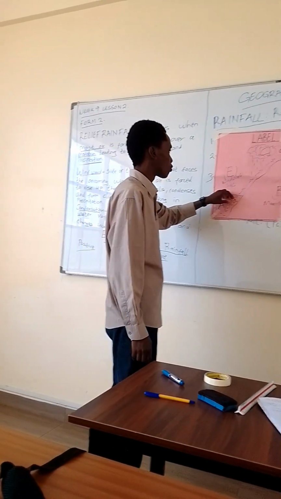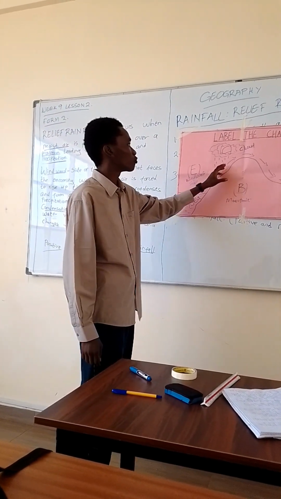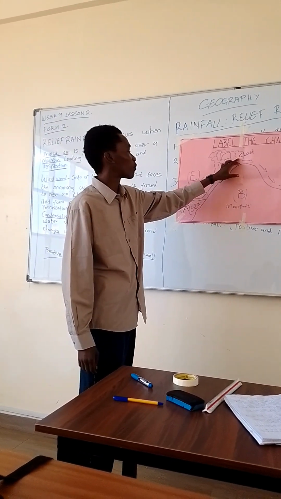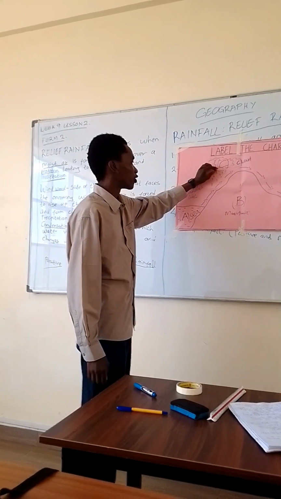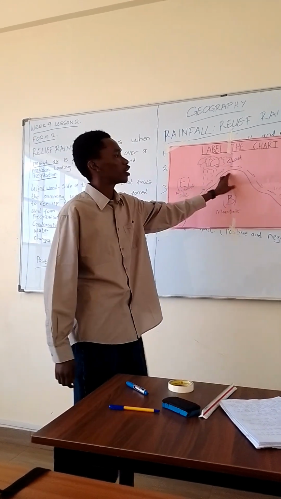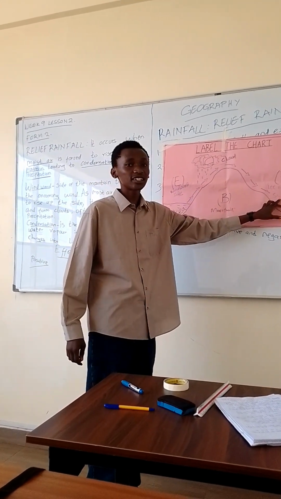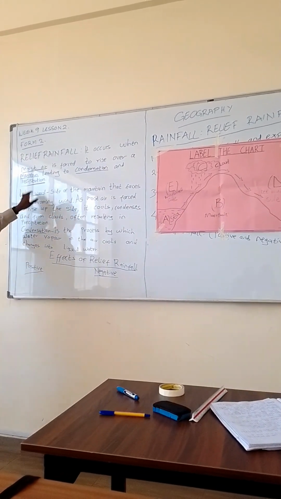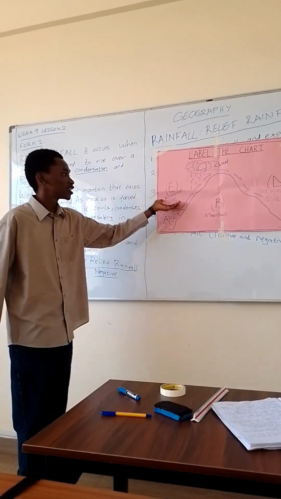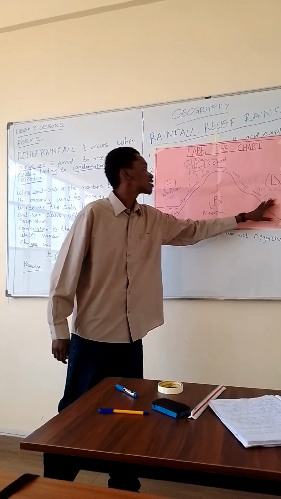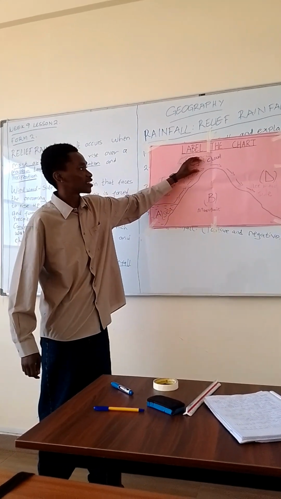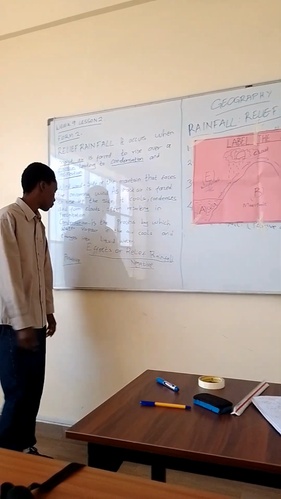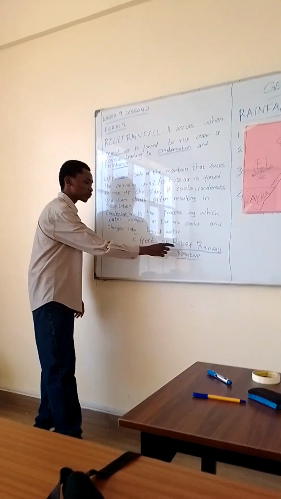So there's warm moisture that rises, reaches up to the top of the mountain, forms clouds, condenses into rainfall. Then dry air is passed to the leeward side, which causes a dry effect on the other side. So here we have our windward side, and then here we have our leeward side. Condensation occurs here where it results in rainfall. And then we have the effects of relief rainfall.